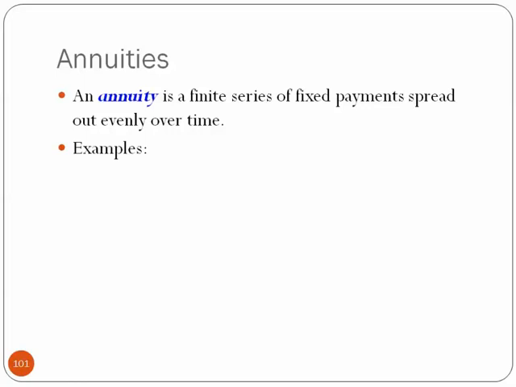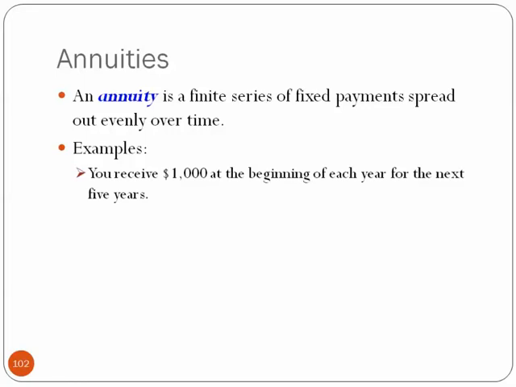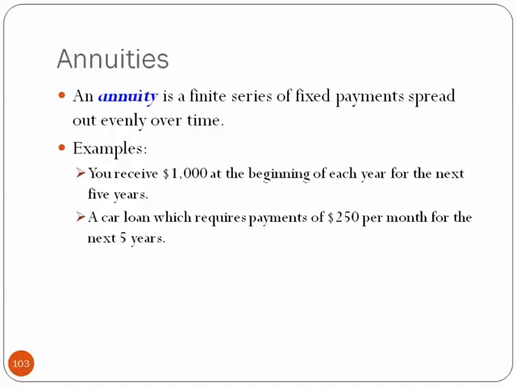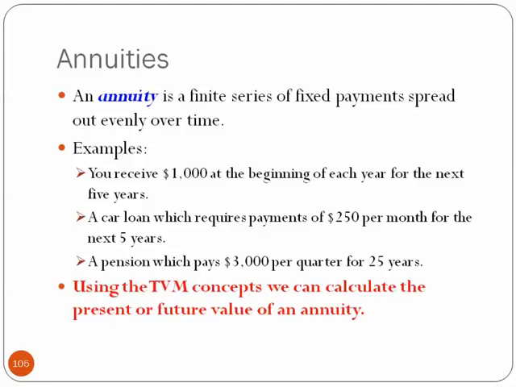So for example, you receive $1,000 at the beginning of each year for the next 5 years. A car loan, which requires payments of $250 per month for the next 5 years. A pension, which pays $3,000 per quarter for 25 years. Right? These are finite fixed payments spread out over time. So using the time value of money concepts, we can calculate the present or future value of an annuity.